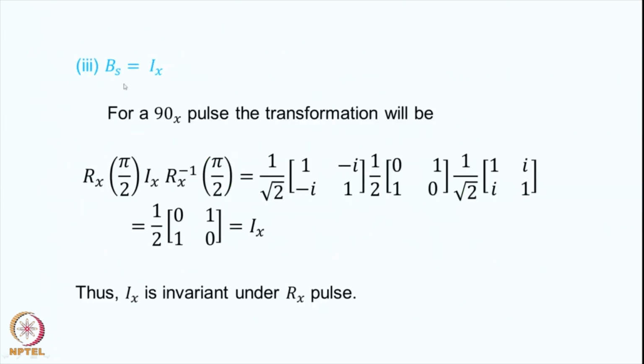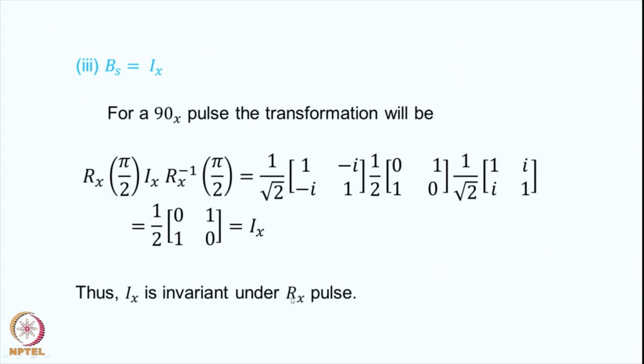Now what about Ix itself? Suppose your base operator is Ix and I apply a 90° X pulse. Intuitively you would think that okay, nothing should happen to it, but let us also prove it. So we put Rx pi by 2, Ix, Rx minus 1 pi by 2. So I put the same matrices here, 1 by root 2 [1 minus i; 1], half [0 1; 1 0], 1 by root 2 [1 i; 1], and this will give me half [0 1; 1 0], and this is Ix. So therefore the Ix is invariant under Rx pulse.